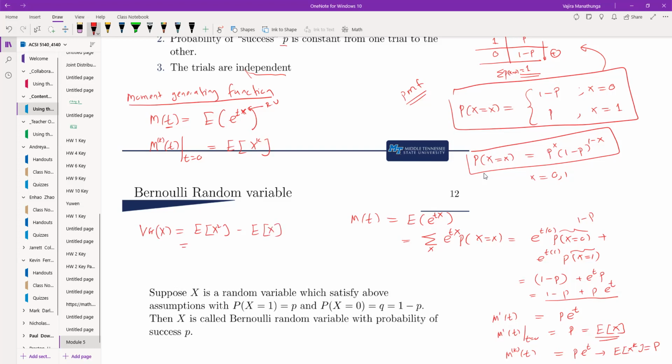Any moment is basically p. So the variance is going to be p minus p squared, which is p times 1 minus p. So that is the variance. The expected value is p, and the variance is p times 1 minus p. You can calculate any other moment using this moment generating function approach.